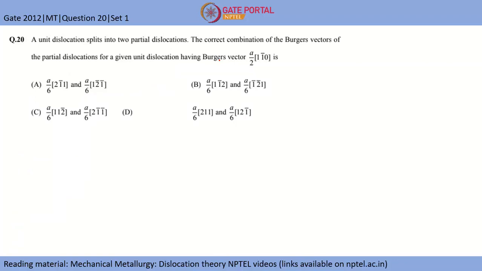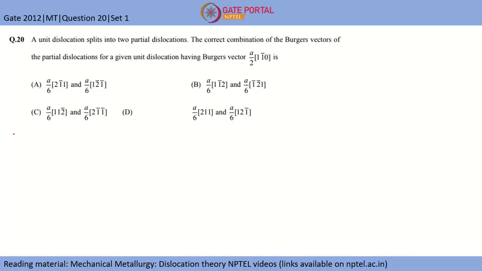This is question number 20, GATE Metallurgical Engineering 2012 question paper. A unit dislocation splits into two partial dislocations. The correct combination of Burgers vector of the partial dislocations for given unit dislocation having a Burgers vector a by 2 [1 1 bar 0] is. So 4 options are given.